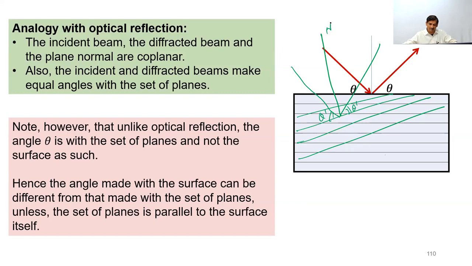Sir, yes? Can a single surface contain two different types of planes, as you explained it? Sorry, your voice, could you repeat? Can two different types of planes lie on a single surface? Yes, two different types of planes lie on the same surface.